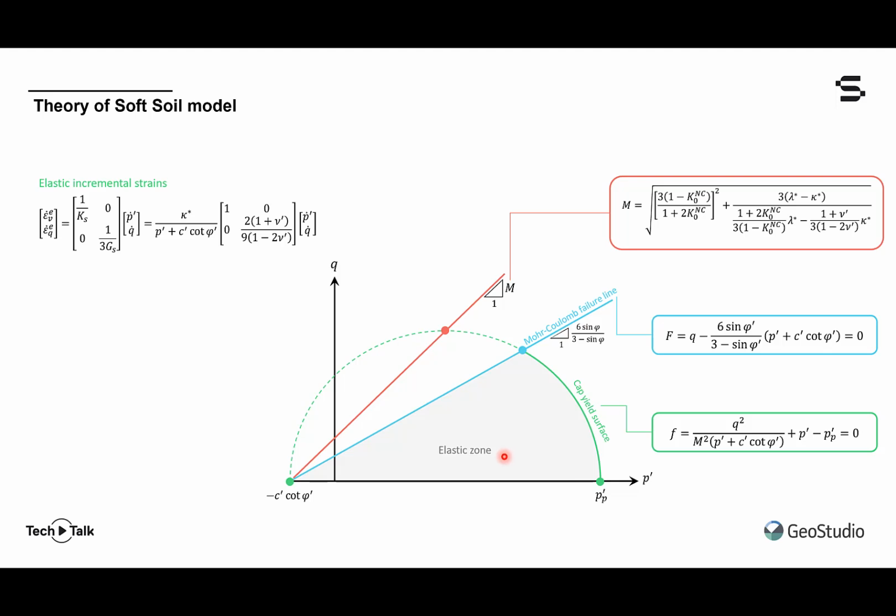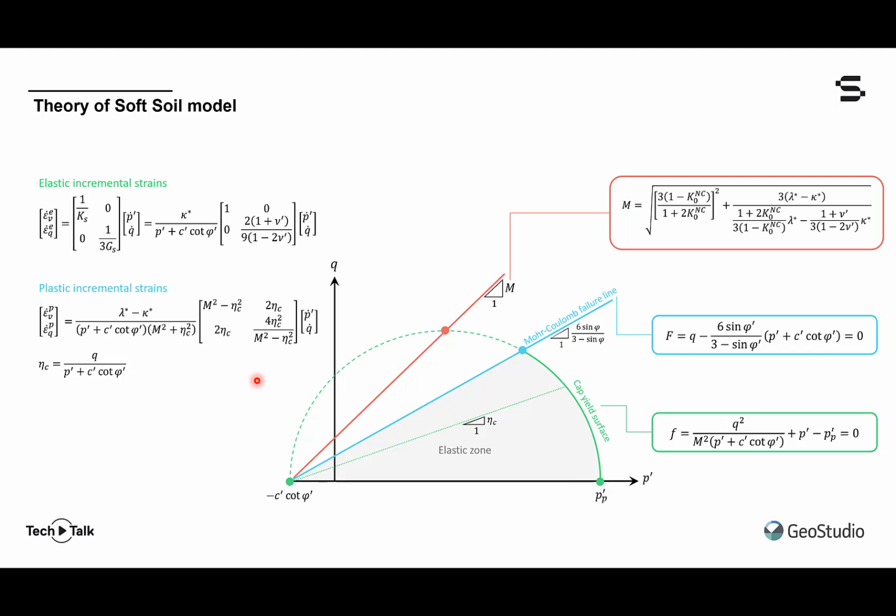If a stress path engages the cap yield surface, then the cap will expand, its size given by its tip stress, P sub P, and eventually the stress path will intersect the Mohr-Coulomb failure line. Prior to intersecting the Mohr-Coulomb failure line, the plastic volumetric and deviatoric strain increments, you see the superscript P now, are linked to increments in P and Q by a new compliance matrix shown here.